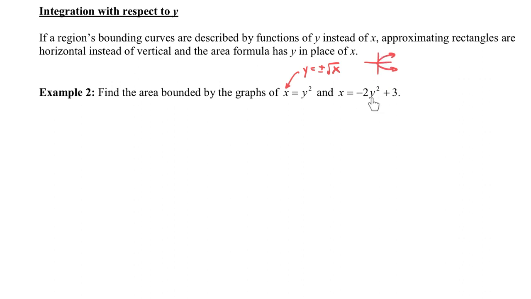We could do the same thing. This one's a negative, so instead of opening this way, it's going to open this other way. The 2 is going to tighten it up. It's going to be a tighter, less open parabola. And then also the 3 will shift it up here 3. So it'll go something like this over here.